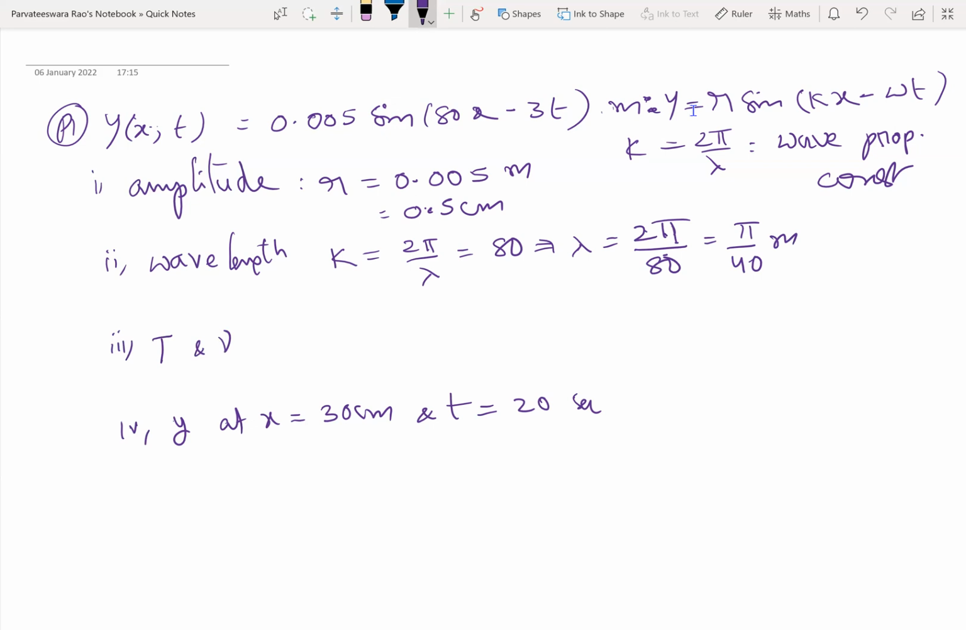Sir, what is the value of pi, sir, here? Pi is 3.14. Yes, sir. Understood, sir. If you want, you can further simplify it. So its value comes out to be 0.07 something meters or 7.8 centimeters.